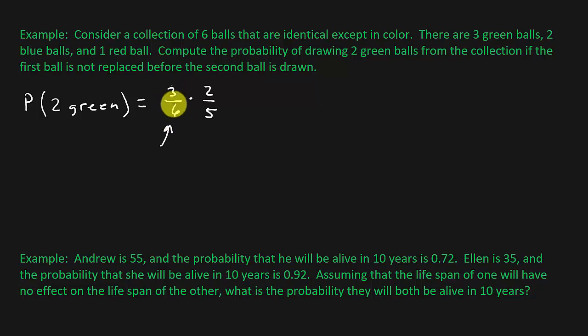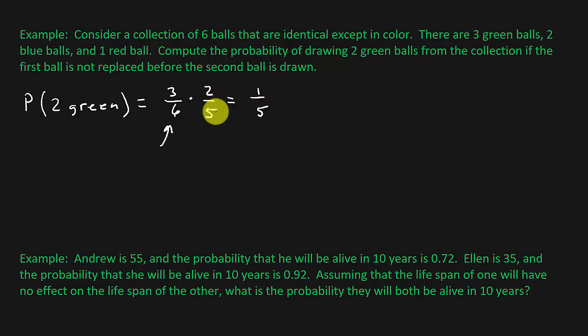We drew a green ball out. So now, since 1 green ball is gone, that means there's only 2 green balls left and 5 total because we didn't put it back. And so that's where the 2 out of 5 comes in. And when we calculate that, we get 1 over 5.